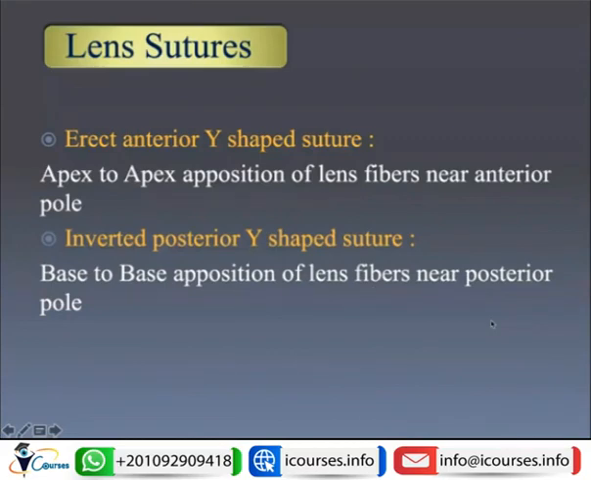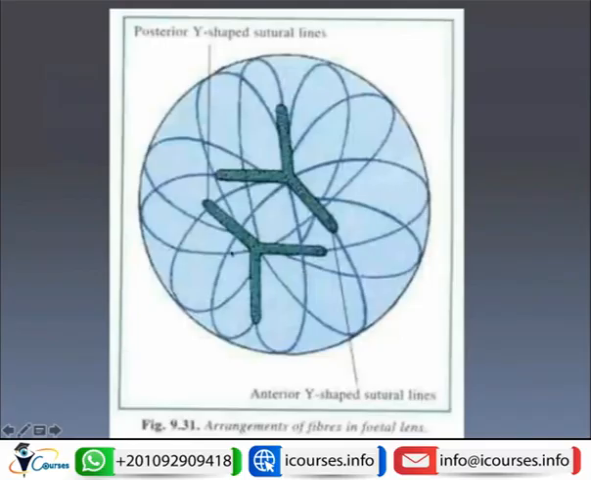So this is asked in the exam that the anterior Y is due to apex. So remember A for A. Anterior Y, or the erect Y on the anterior surface, is caused by apex opposition of lens fibers, while the posterior Y, which is inverted, is caused by base opposition. Here is the Y suture. This is the anterior Y suture. It is an erect Y, while the posterior Y is inverted.